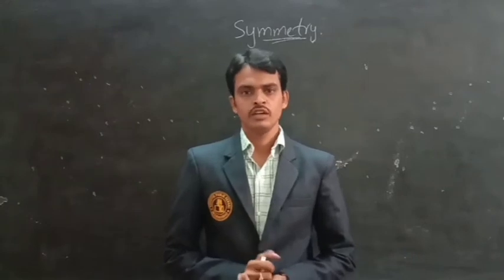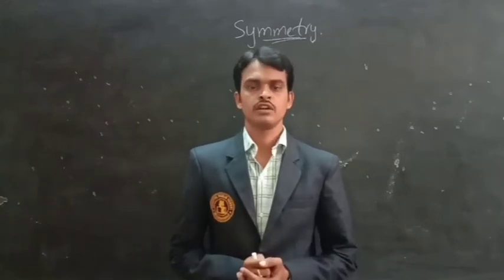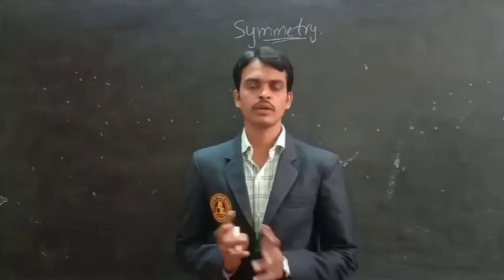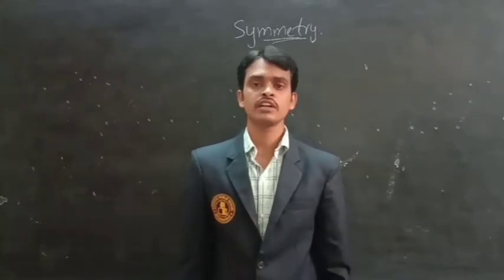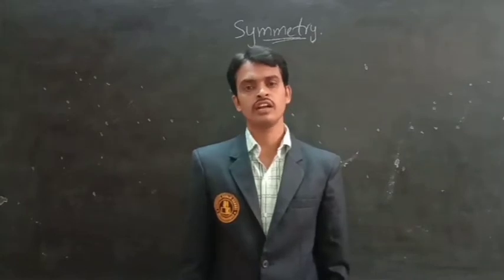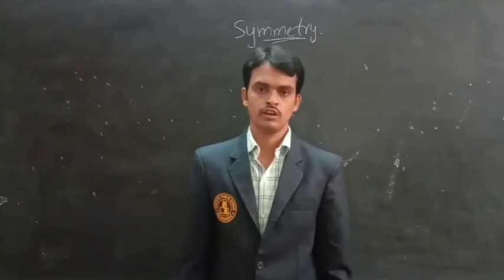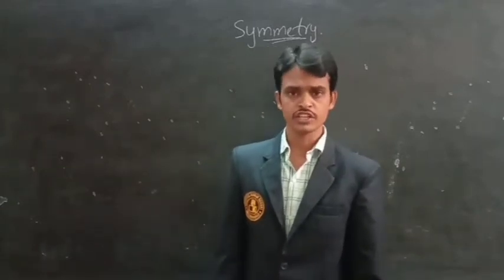Symmetry is of two types: symmetry about a line and symmetry about a point. Symmetry about a line is called line symmetry, and symmetry about a point is called rotational symmetry. Now let us discuss rotational symmetry.